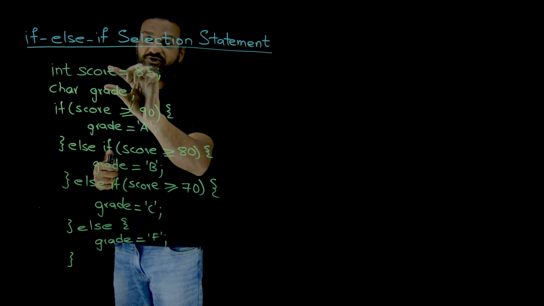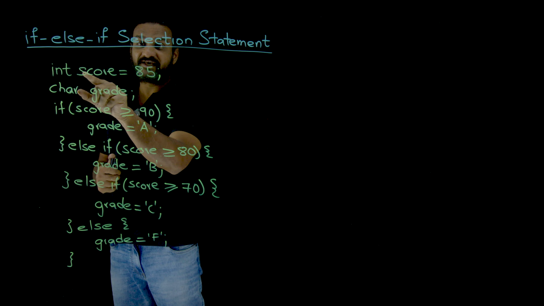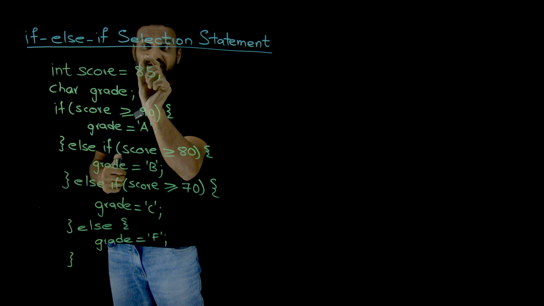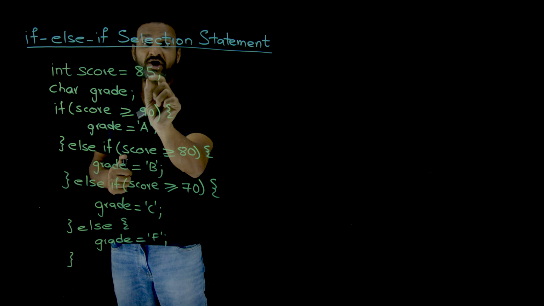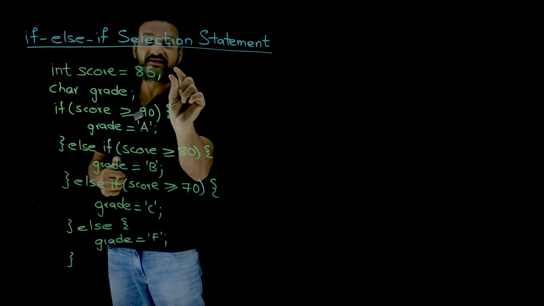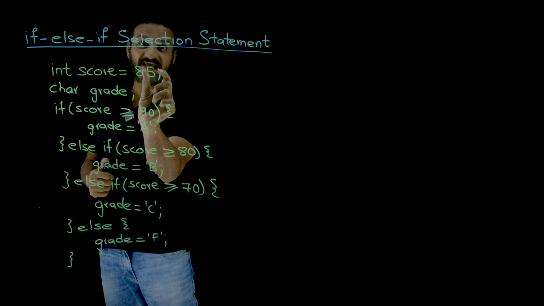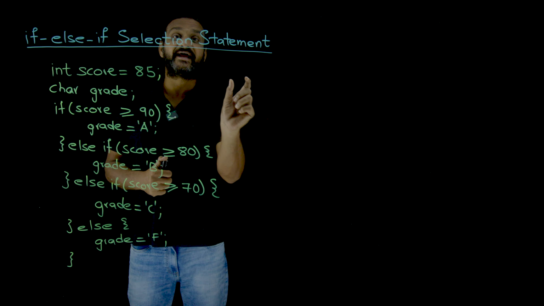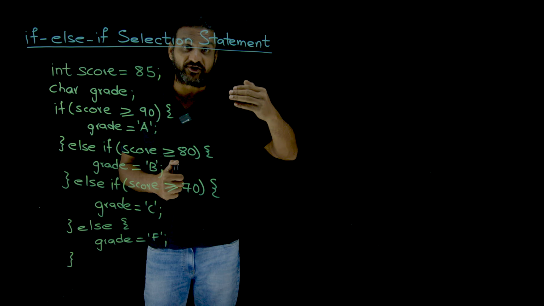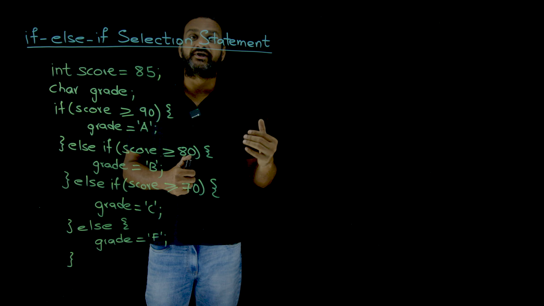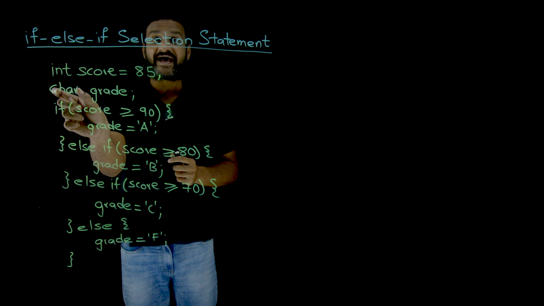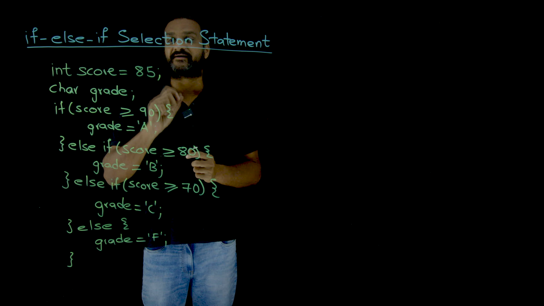So let's go on to the example and understand the concept. Here we have two variables. The first one is to store the score obtained by the student. In this example, for convenience, I have taken the value directly, and the value is 85. The next variable is to store the grade that we are going to allocate to the student. The data type for this grade is char. It is to store a character.